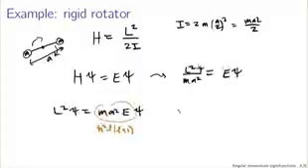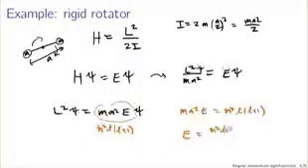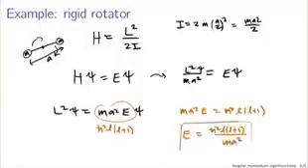So what that tells me is that ma squared E is equal to h bar squared L plus 1. And I can solve this for E easily. It tells me that E is equal to h bar squared L plus 1 divided by ma squared. These are the allowed energies, the energies of the stationary states for the rigid rotator.